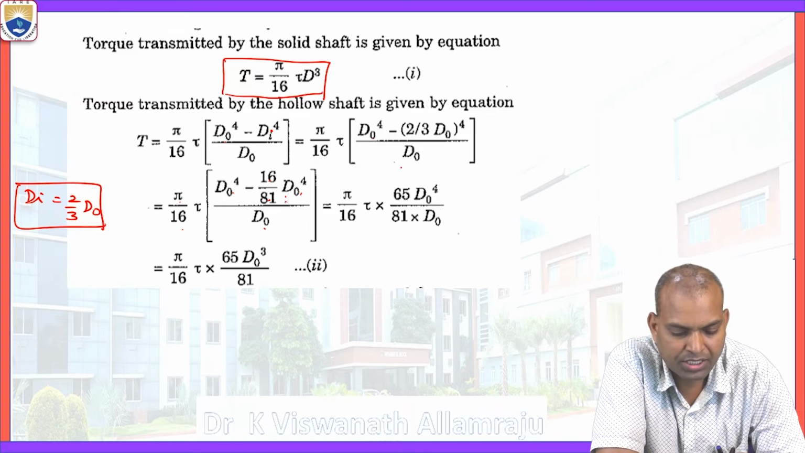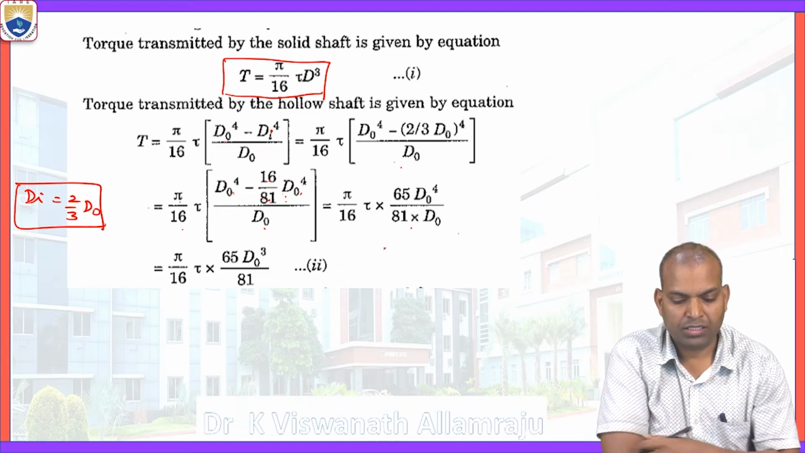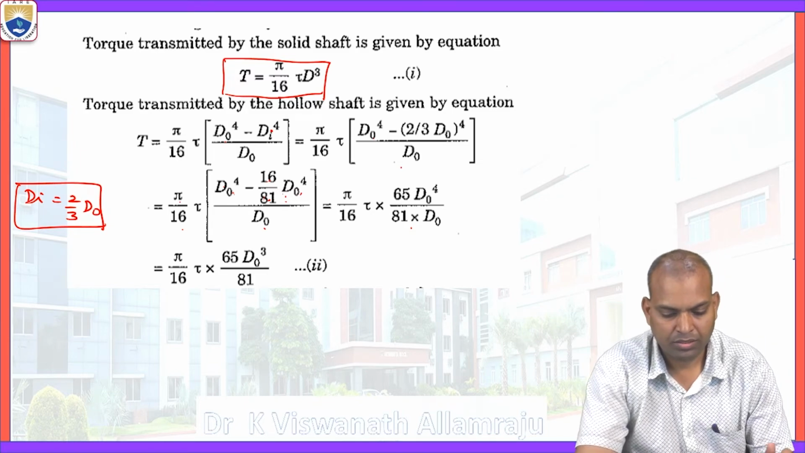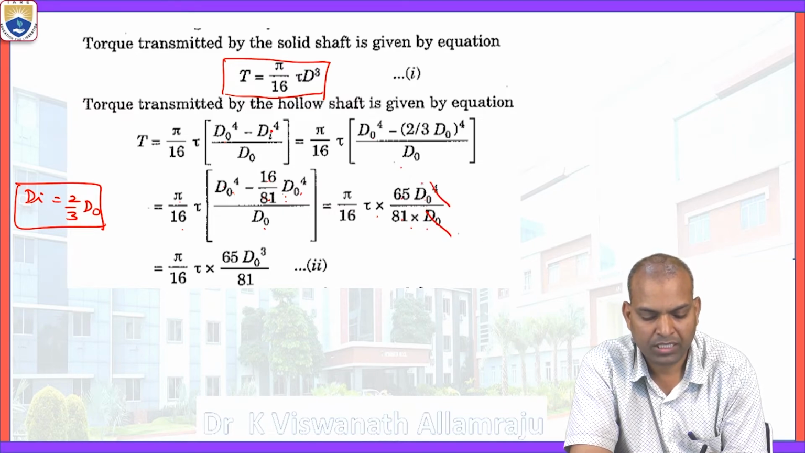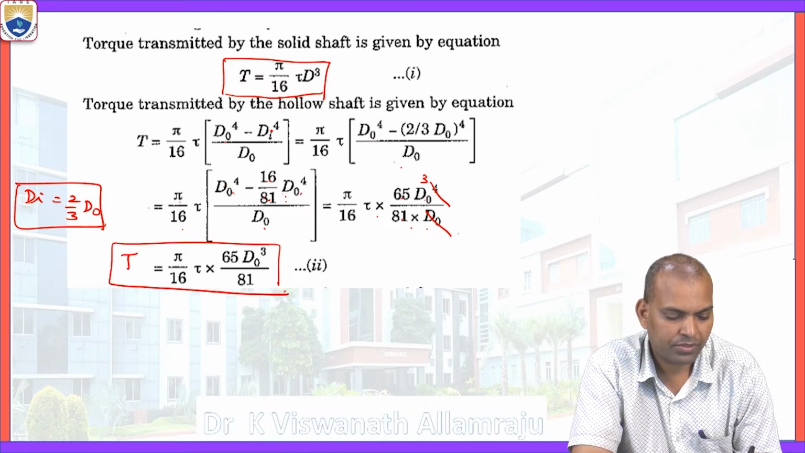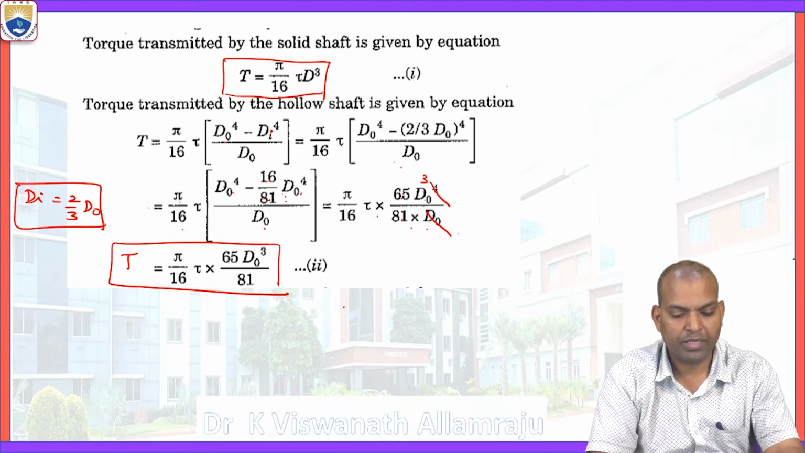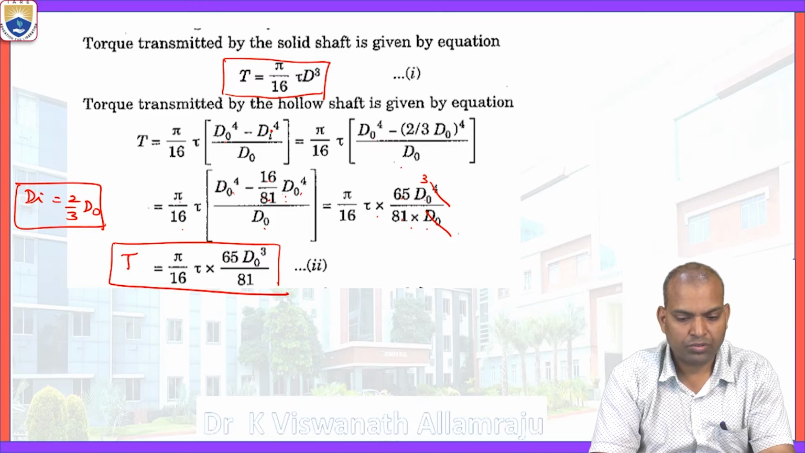If you make it subtraction from this 81 LCM, 81 d naught power 4 minus 16 d power 4, then what will this be? 65 d naught power 4 by 81. This is pi by 16. Alright, that is tau equal to pi by 16. Pi by 16 times tau 65 by 81 d naught power 4 by d naught. The d naught in d power 4 get cancelled, that is d naught cube. That's capital T equal to pi by 16 times tau 65 d naught cube by 81. This is the equation. Now that is equation 2.